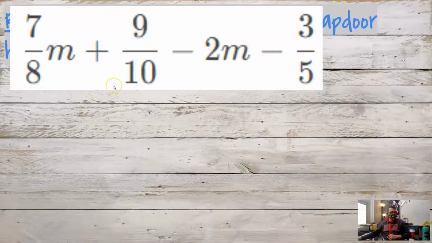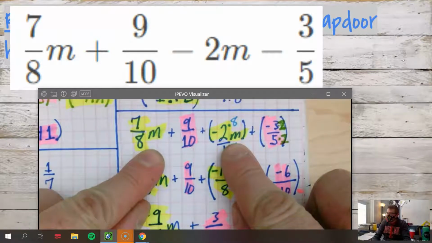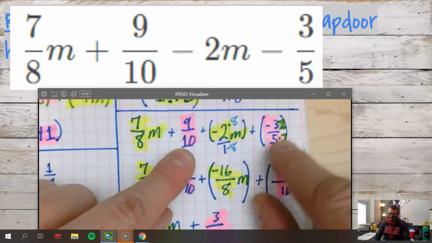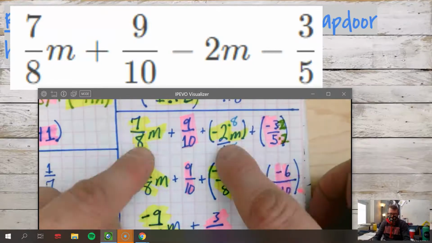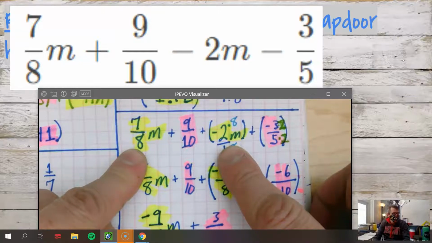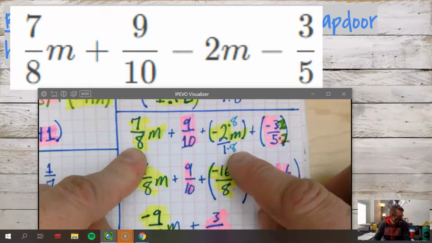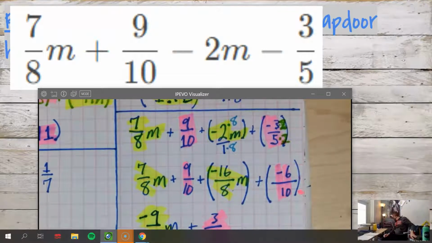To be like terms, they have to either have the same variable or no variable, right? So when we look at these, the same variable are my m's. The no variable are my constants. Are you with me on that part of why these are highlighted pink and these are highlighted yellow? Okay, what doesn't make sense about that?